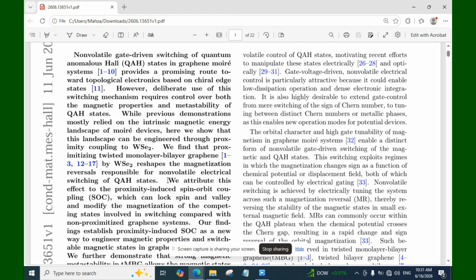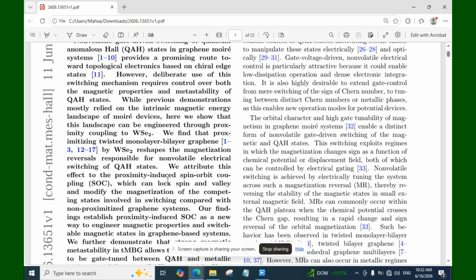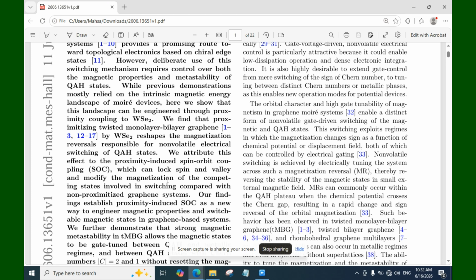The orbital character and high gate tunability of magnetism in graphene-moiré systems enable a distinct form of non-volatile gate-driven switching of the magnetic and quantum anomalous Hall states. This switching exploits regimes in which the magnetization changes sign as a function of chemical potential or displacement field, both of which can be controlled by electrical gating. Non-volatile switching is achieved by electrically tuning the system across such a magnetization reversal, thereby reversing the stability of the magnetic states in a small external magnetic field.